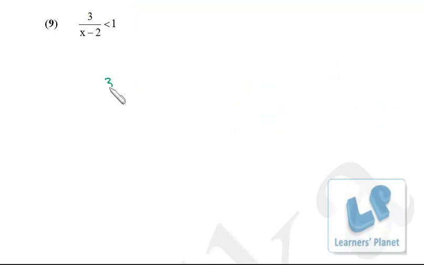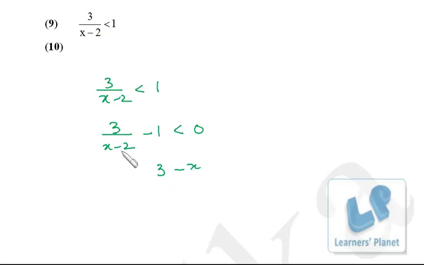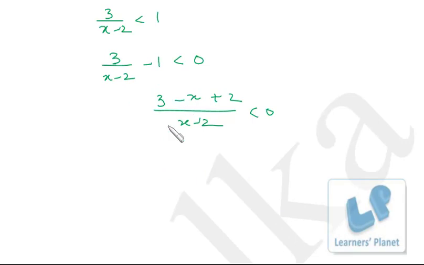Similarly, we have this, 3 upon x minus 2 is greater than 1. So 3 upon x minus 2 minus 1 should be, I'm sorry, this is less than 1, so that's less than 0. Now take LCM. 3 minus 1 into x, minus x, minus 1 into minus 2, plus 2, upon x minus 2 is less than 0. Okay, so it is minus x plus 5 upon x minus 2 is less than 0. So if I multiply this expression by a negative, the sign of inequality will be changed.